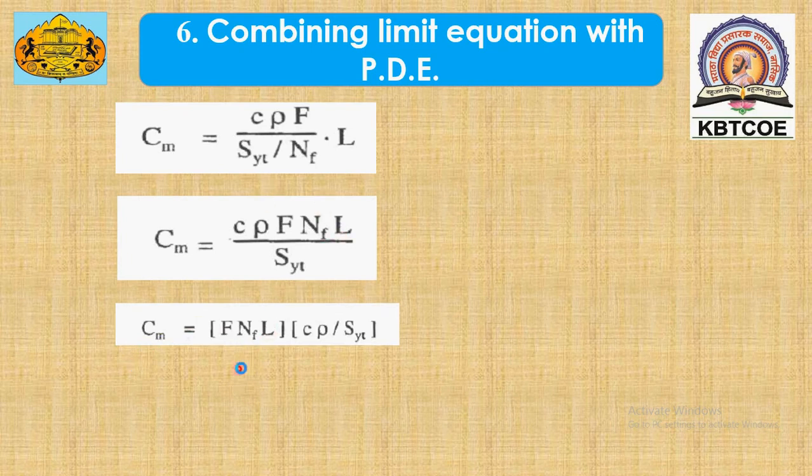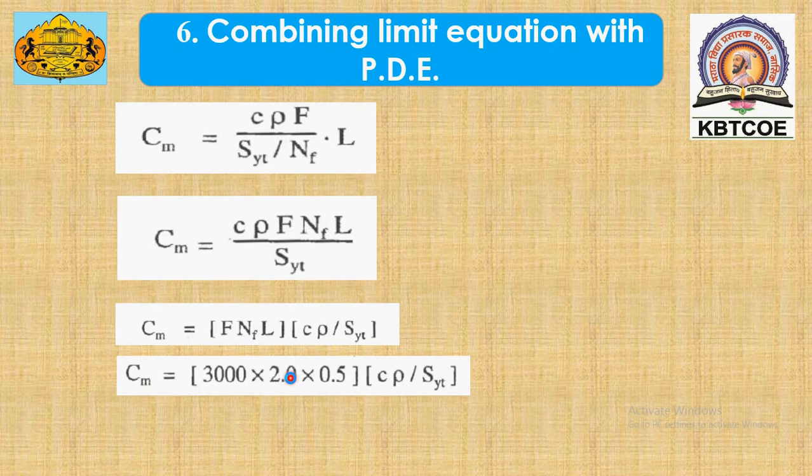So combine these known parameters in the second box, and this unknown parameter C rho upon SYT. These are unknown parameters. Okay, so put the value of the known parameter F NF L in the equation and write down the equation. Cm equal to 3000 into 2.0 into 0.5 into bracket C rho upon SYT. Next, calculate this value. So this equation becomes Cm equal to 3000 in bracket C rho upon SYT.